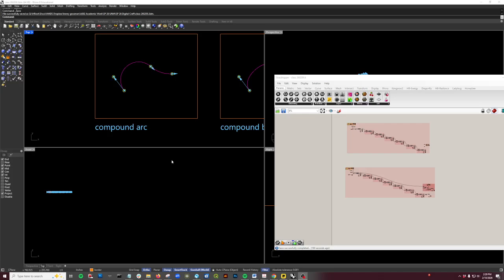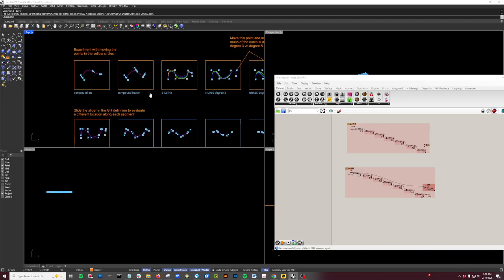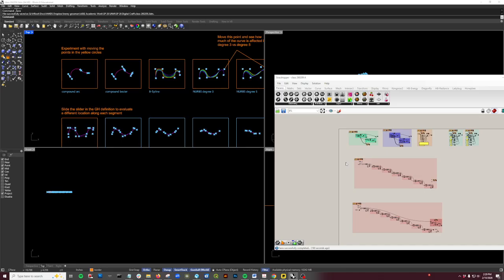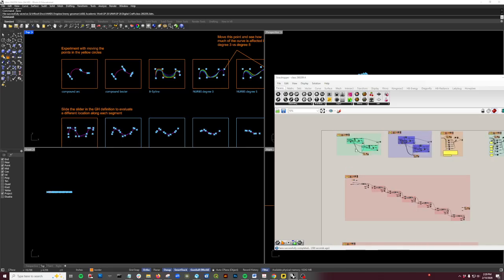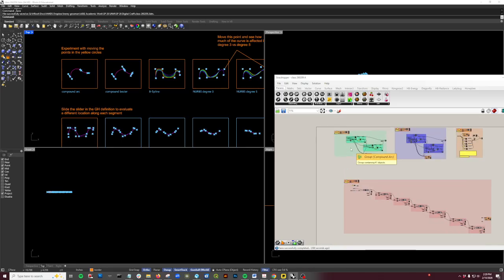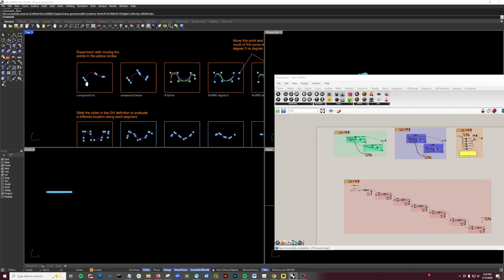I wanted to make a quick video to explain some of the concepts that we went over in class the other day about splines using a new and more refined Grasshopper definition. I will provide you with these files, but here's a little bit about how to go through and interpret the material.